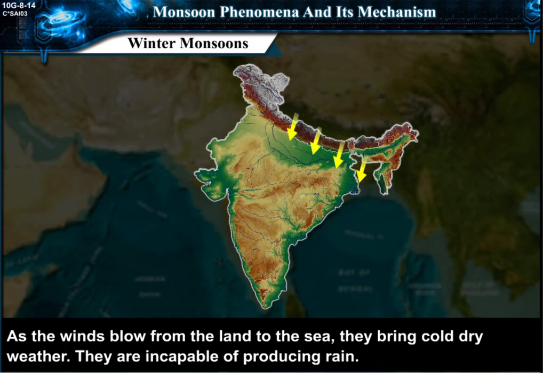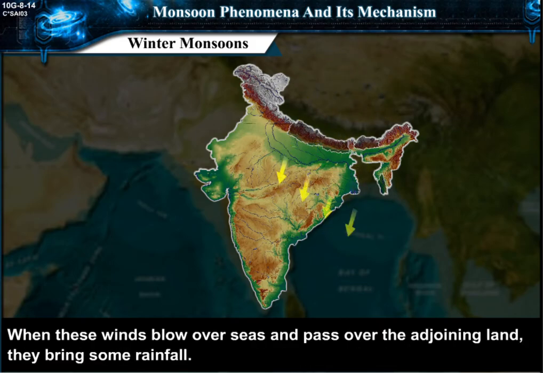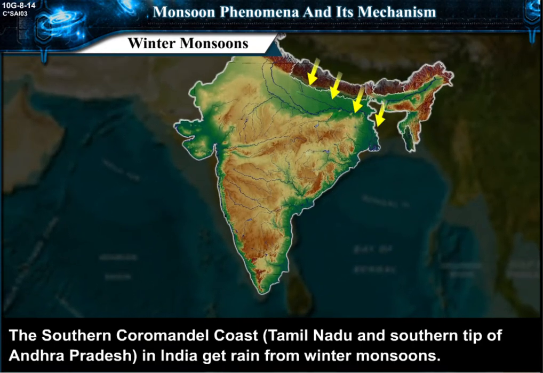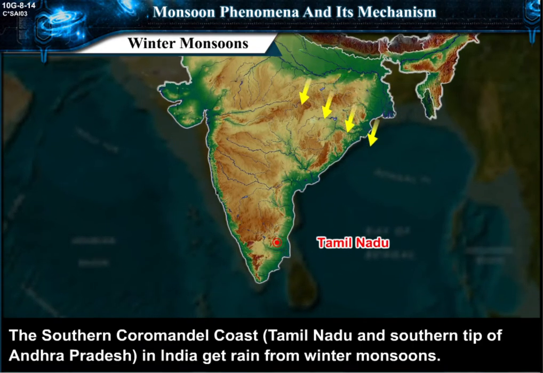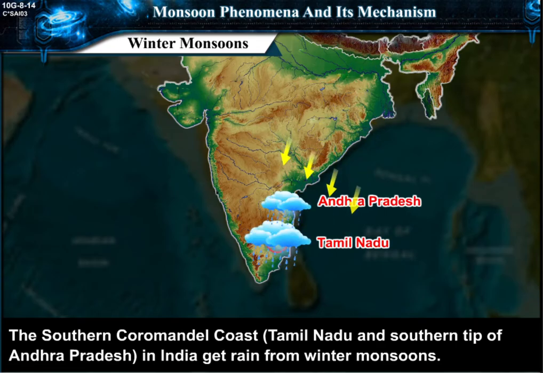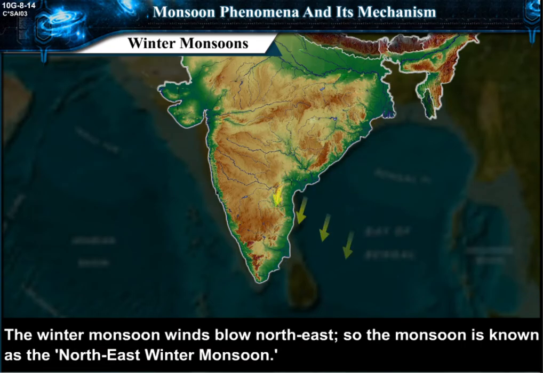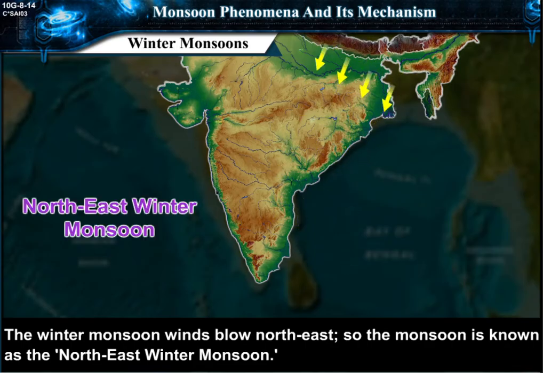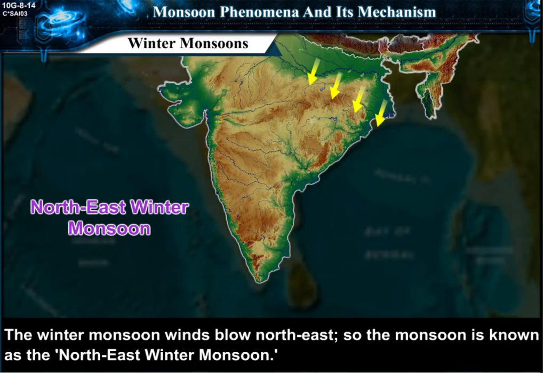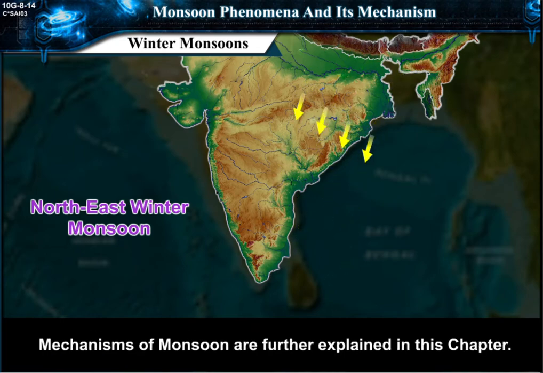They are incapable of producing rain. When these winds blow over seas and pass over the adjoining land, they bring some rainfall. The southern Coromandel coast in India, that is Tamil Nadu, and southern tip of Andhra Pradesh get rain from winter monsoons. The winter monsoon winds blow northeast, so the monsoon is known as the northeast winter monsoon. Mechanisms of monsoon are further explained in this chapter.